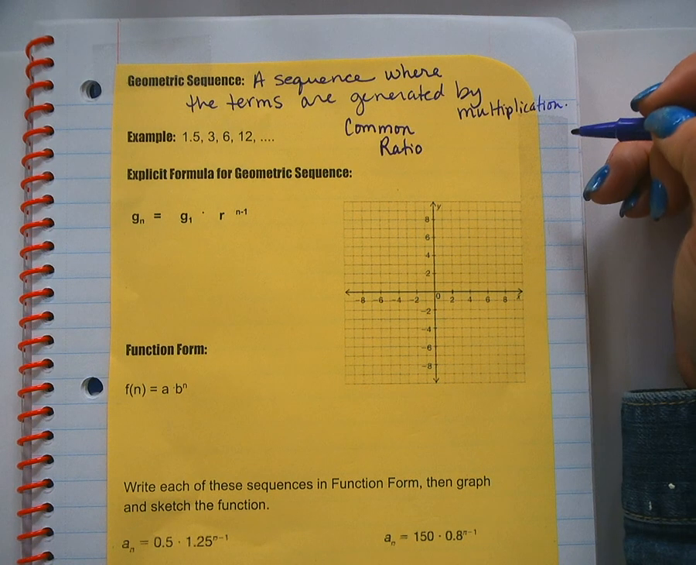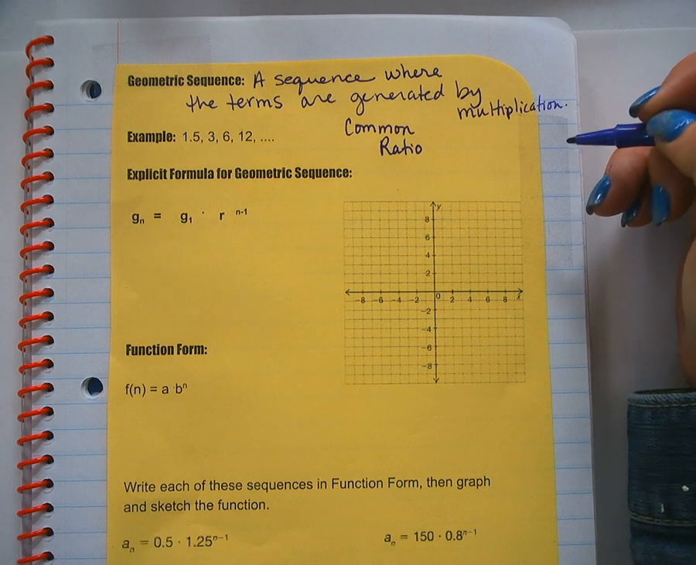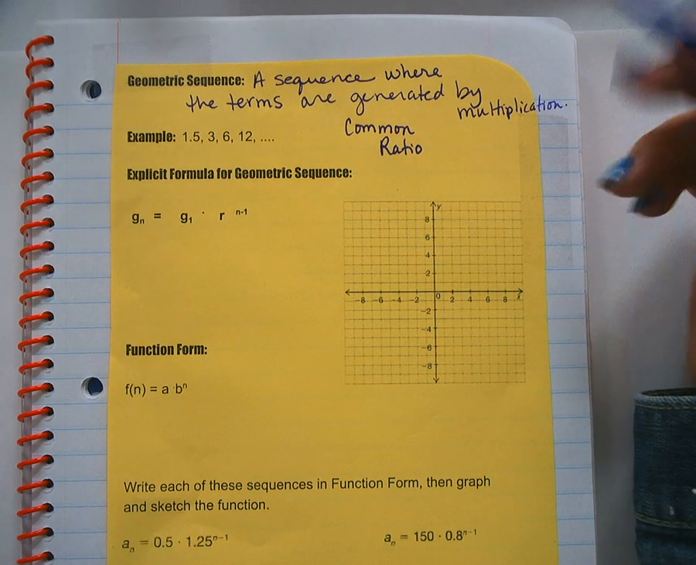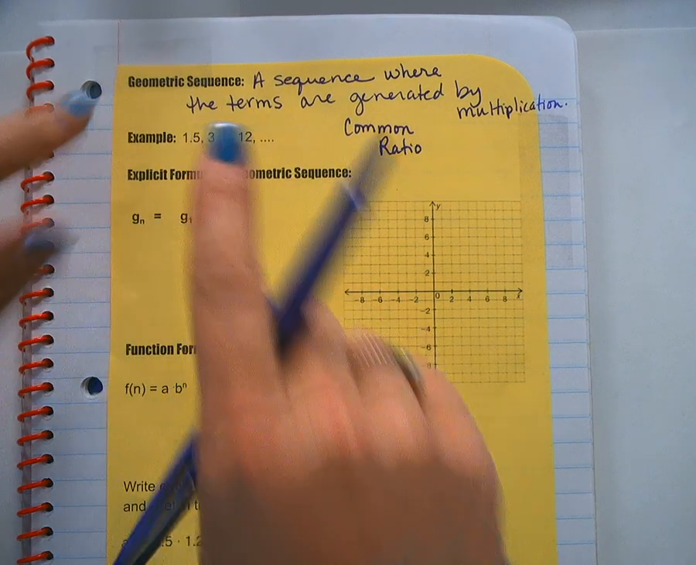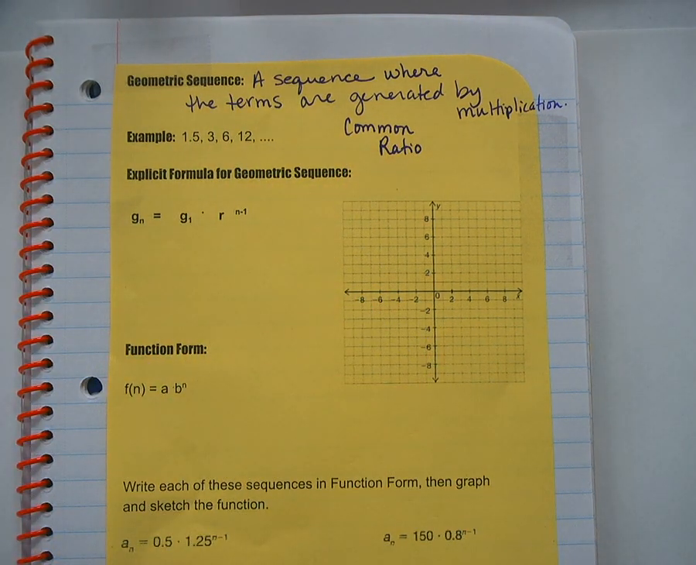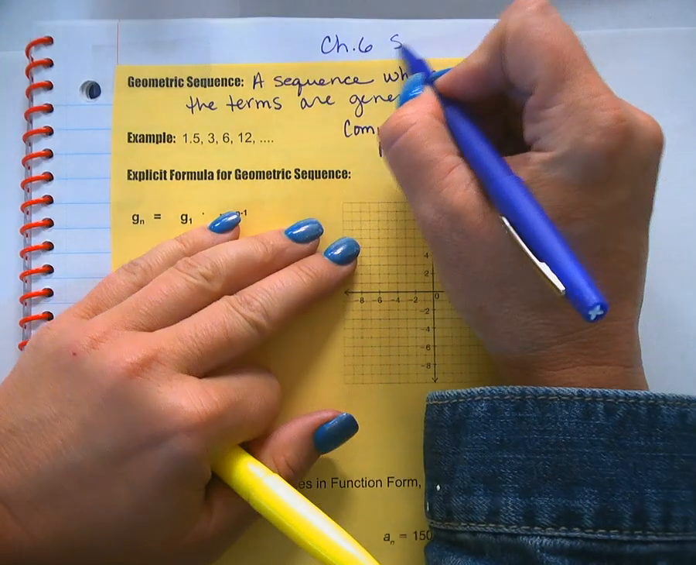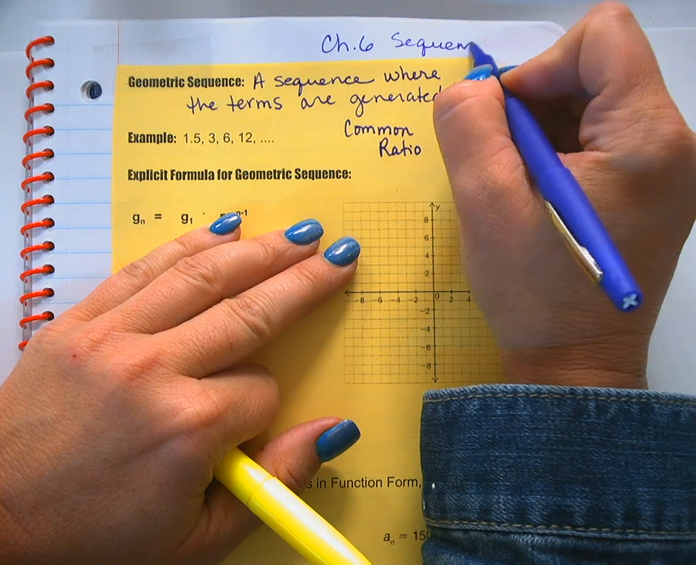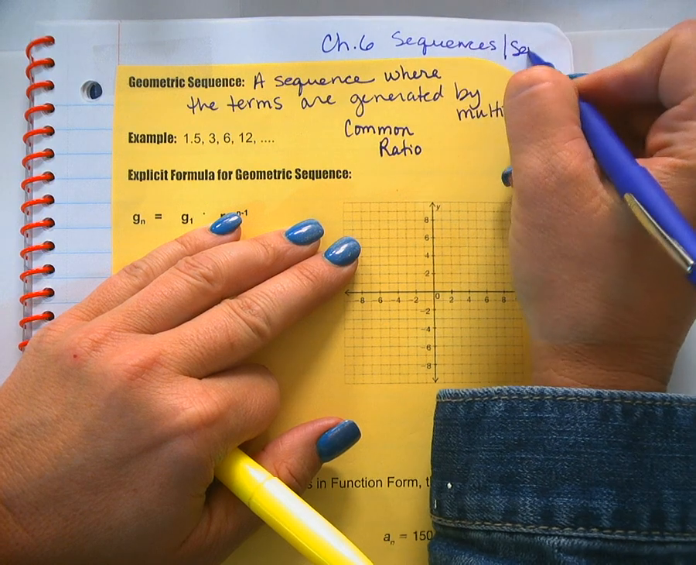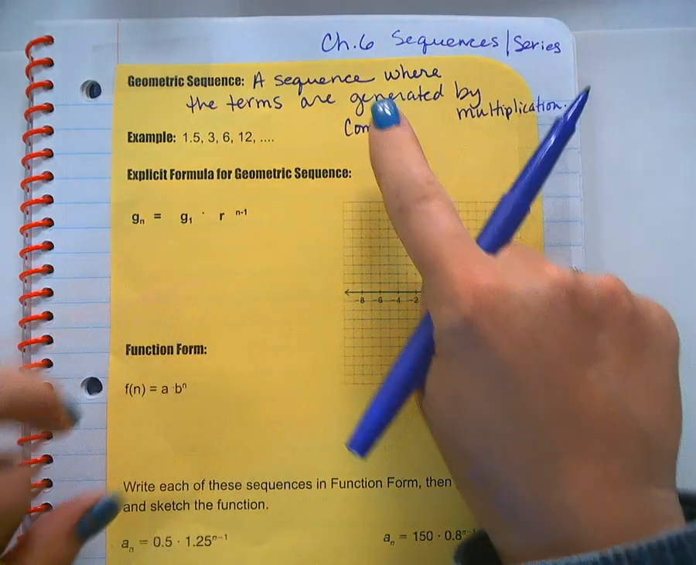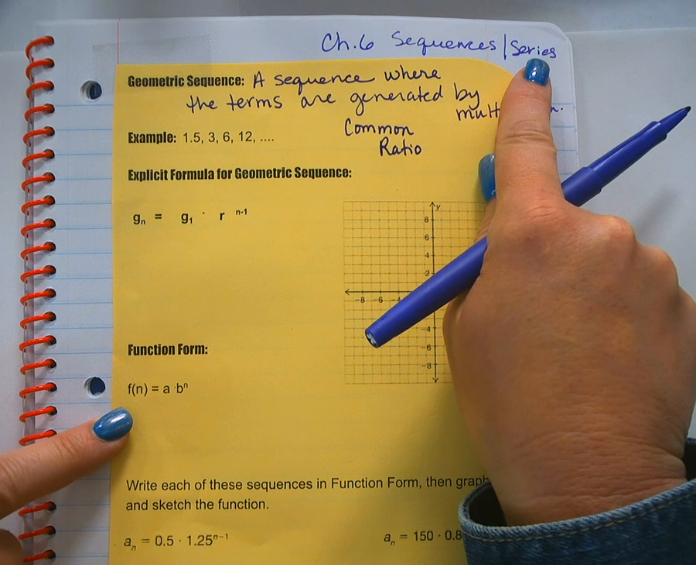Going to put this in our notebook so that you can use it on your tests. And we're going to review geometric sequence. We hit this at the beginning of the year a little bit, but it was Chapter 6, which we skipped. Chapter 6 is called Sequences and Series, and for those of you that are going on to Pre-Calc, you're going to want to make sure that you go back and spend some time on Chapter 6.